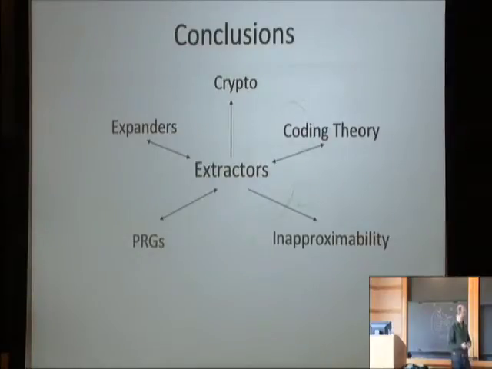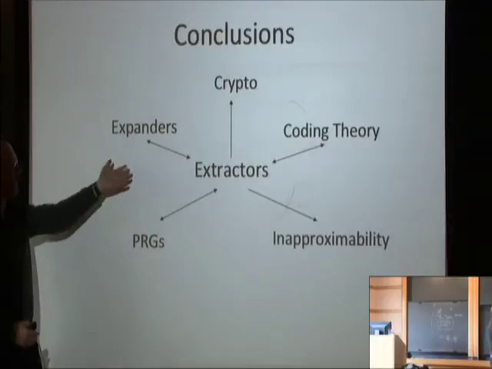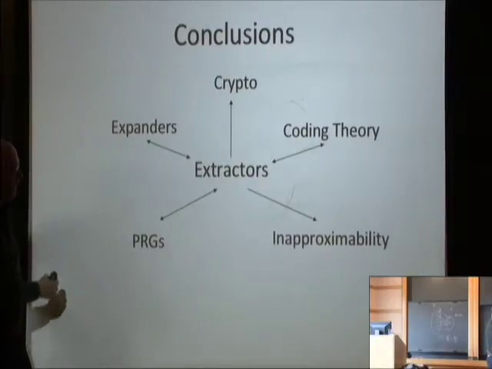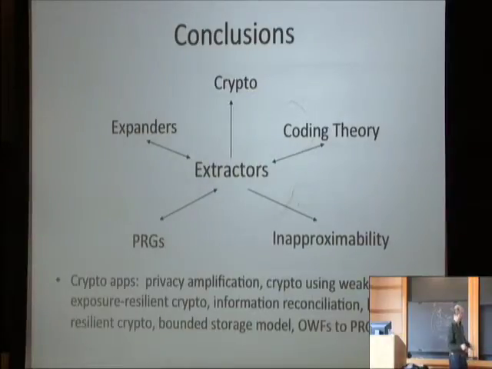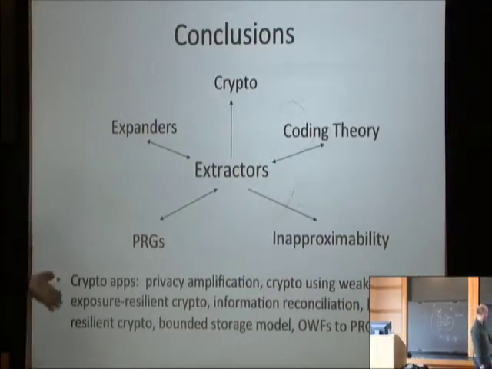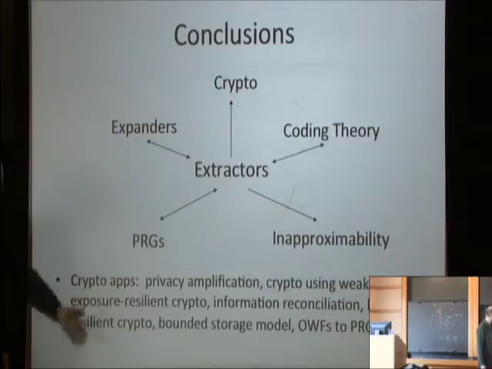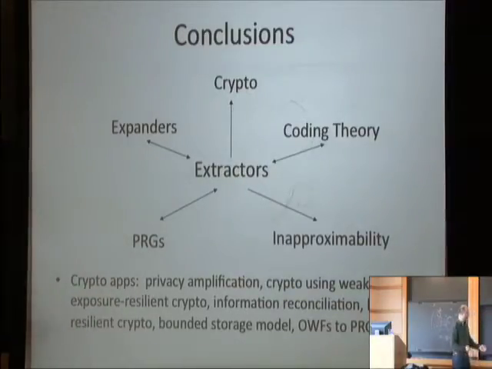Okay, so in conclusion, I hope I've tried to show that extractors are fundamental, and they tie in with a variety of different areas: cryptography, expanders, coding theory, inapproximability, and pseudorandom generators. And I didn't have time to cover all the applications. For cryptography, there's a slew of applications, of which I started listing a few.